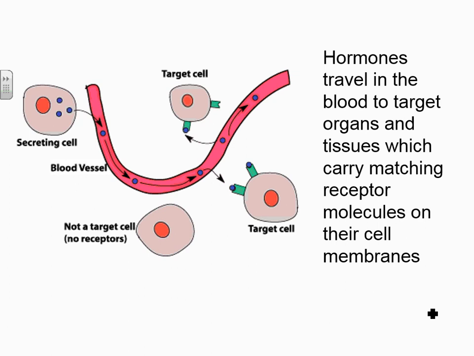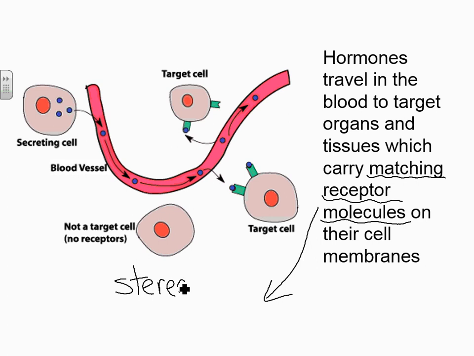All right, so this idea of matching receptor molecules, what that means is that they are, and I'm going to use this word more than once in this unit, this idea of being stereo. Stereo means shape, remember that? And then specific, so it means shape specific. So they're stereospecific receptors. It's not that the hormone is stereospecific, that's got a particular shape, but the receptors are stereospecific.